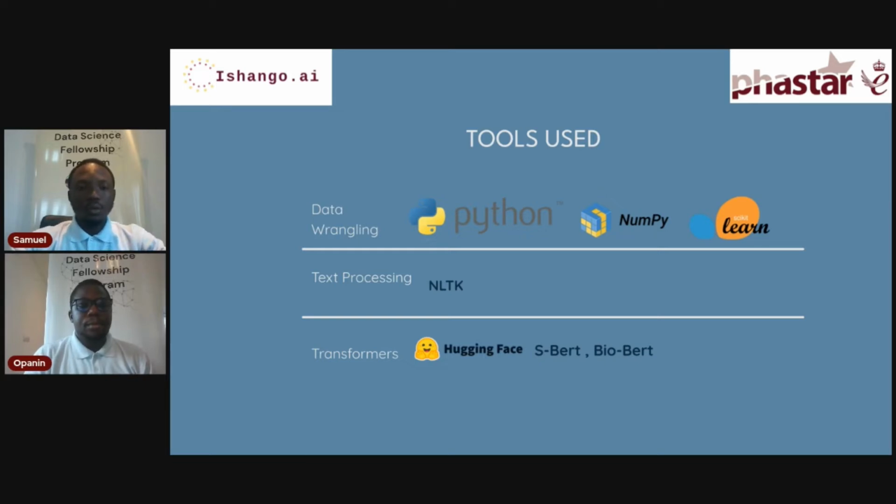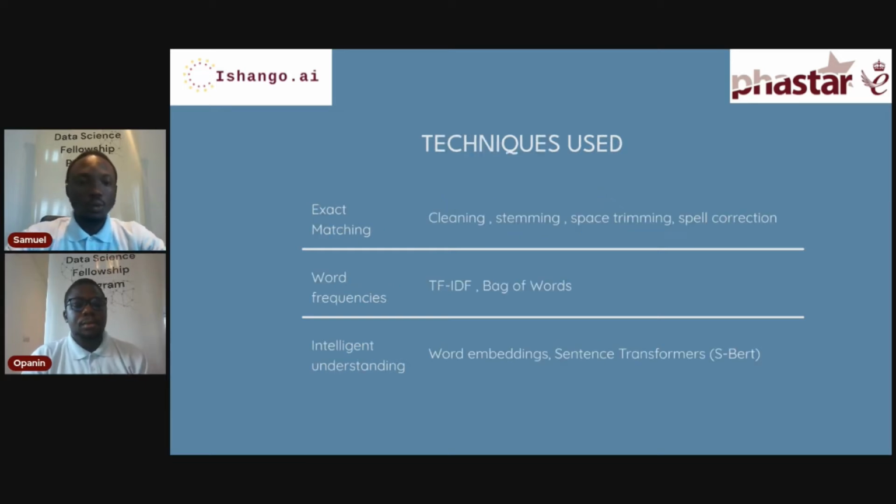Okay, so we went on to try to improve on the exact matching method as part of our techniques to solve the problem.